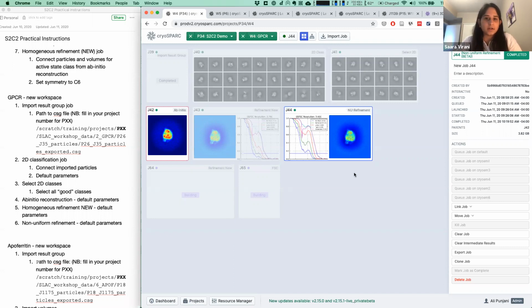So last question on non-uniform refinement. From a theoretical perspective, what's the difference between the non-uniform refinement strategy that you explained versus applying a real space mask to exclude unnecessary background?